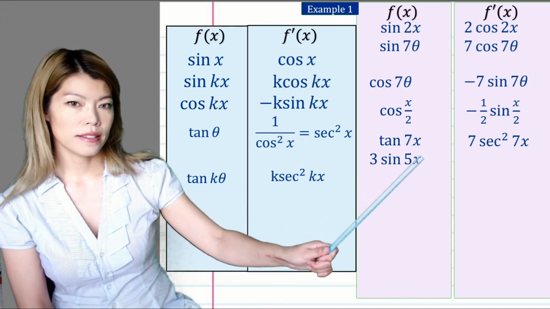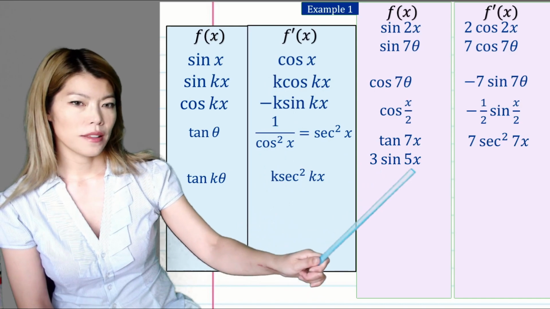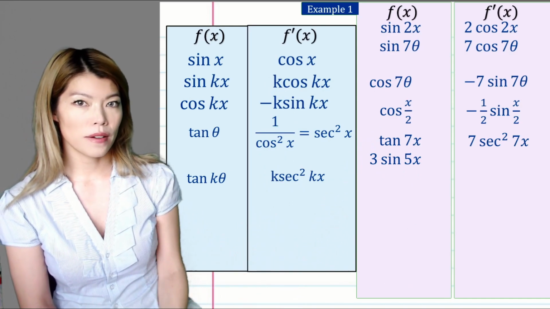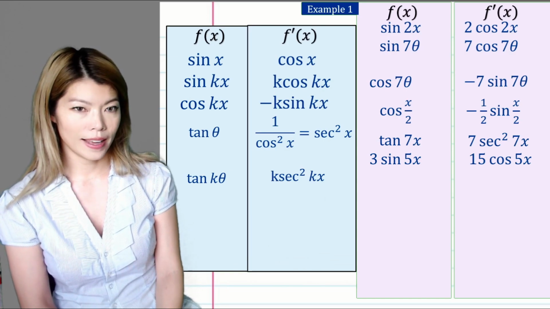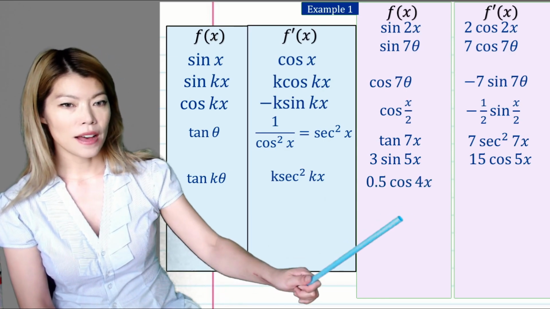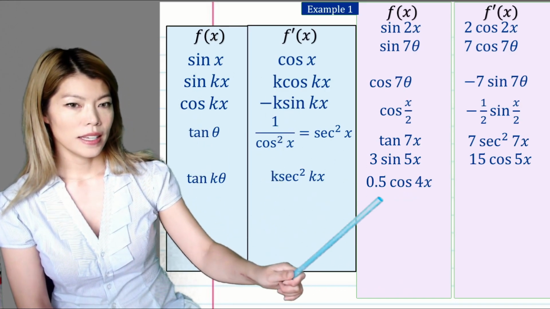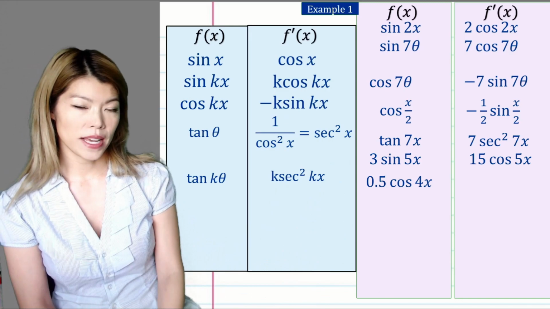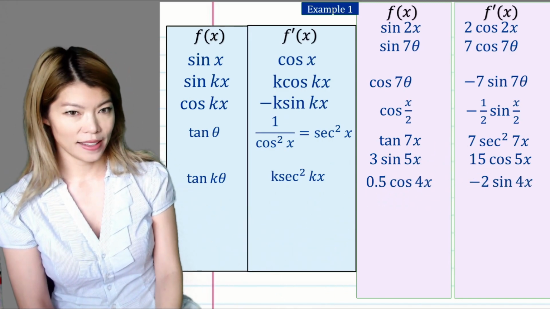What about 3 sine 5x, which of these are we following? That one over there. So we'll take the 5 to the front, 3 times 5 is 15, and sine becomes cos, so 15 cos 5x. What about half cos 4x? So we know that cos becomes negative sine, and take the 4 to the front, 4 times a half is 2, so we have negative 2 sine 4x.